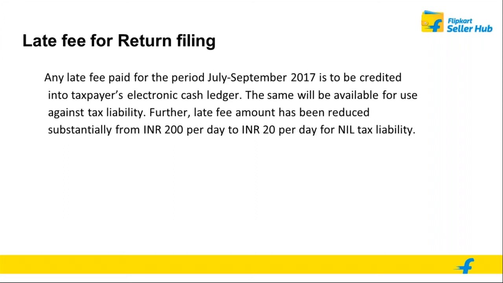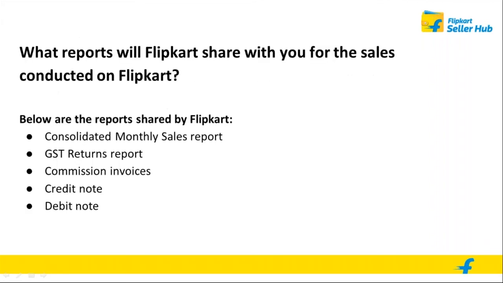So as we were discussing, the dates are very important to you, because any kind of delay will result in a substantial amount of penalty for all the sellers. There are two things that you need to know here. Any late fees paid during the period of July to September is to be credited to the taxpayer's electronic cash ledger. Again, the late fee amount has been reduced substantially. It used to be about 200 rupees per day, which is now 20 rupees per day for nil tax liability.